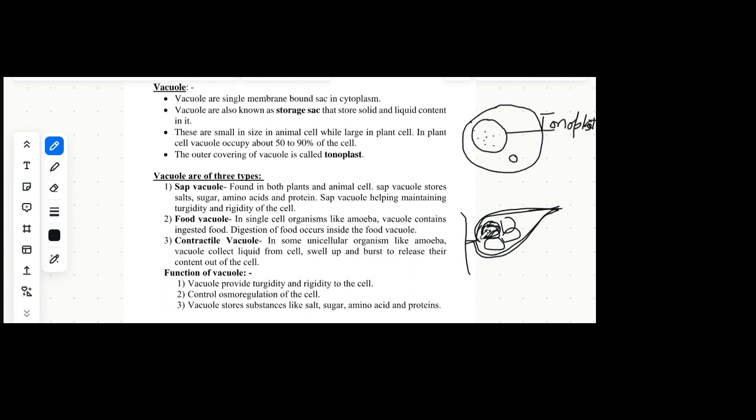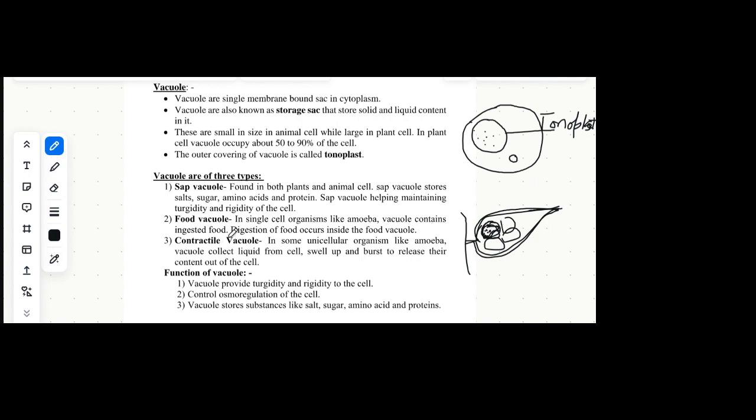So when a cell's vacuole stores material, the vacuole expands, and this property we call turgidity. When this cell is in expanded form, then obviously it is rigid, it is hard, it is strong, so this property we call rigidity. So sap vacuole present in plant and animal cells provides turgidity and rigidity to the cell. This is the function of sap vacuole.